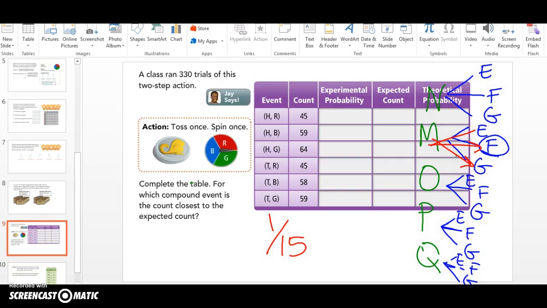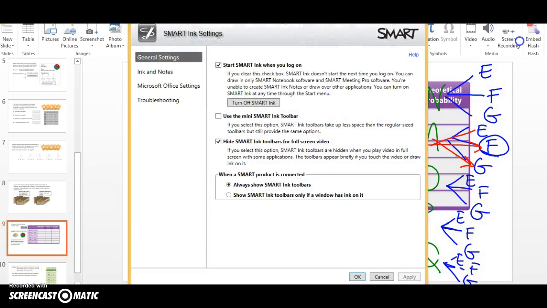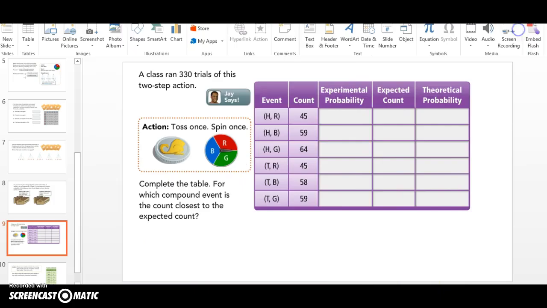All right, let's look at this next one. We are not going to do this whole thing. Oh, hit the wrong button again. Okay, I'm just going to go over 1 or 2 of them so you understand how to do this.